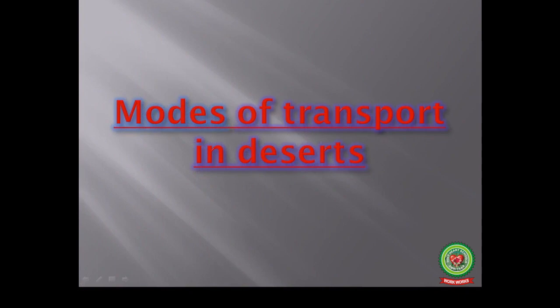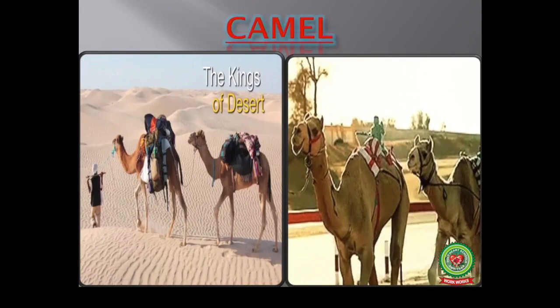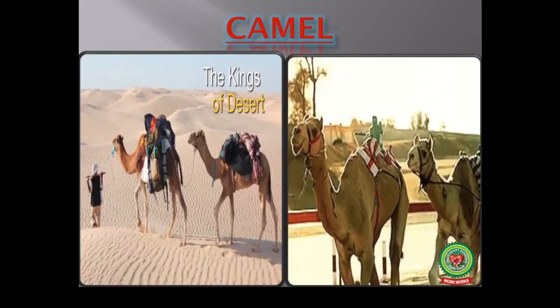Now, modes of transport in deserts. Students, in deserts, we see only sand. Camel is called the ship of the desert. So in deserts, people ride on camels to travel long distances.